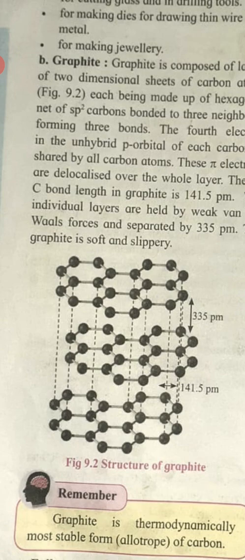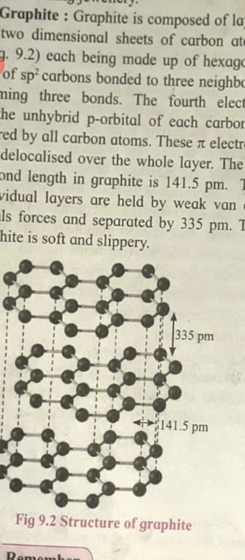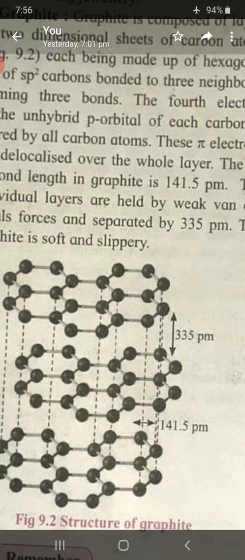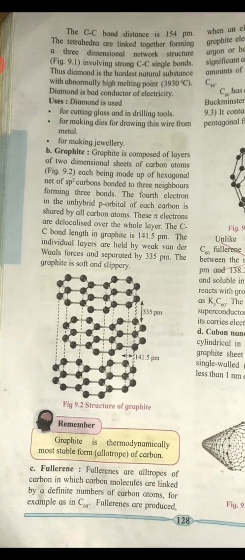The individual layers are held together by weak van der Waals forces of attraction, and these layers are separated by 335 picometer. Graphite is soft and slippery, and it is the thermodynamically most stable allotrope of carbon.